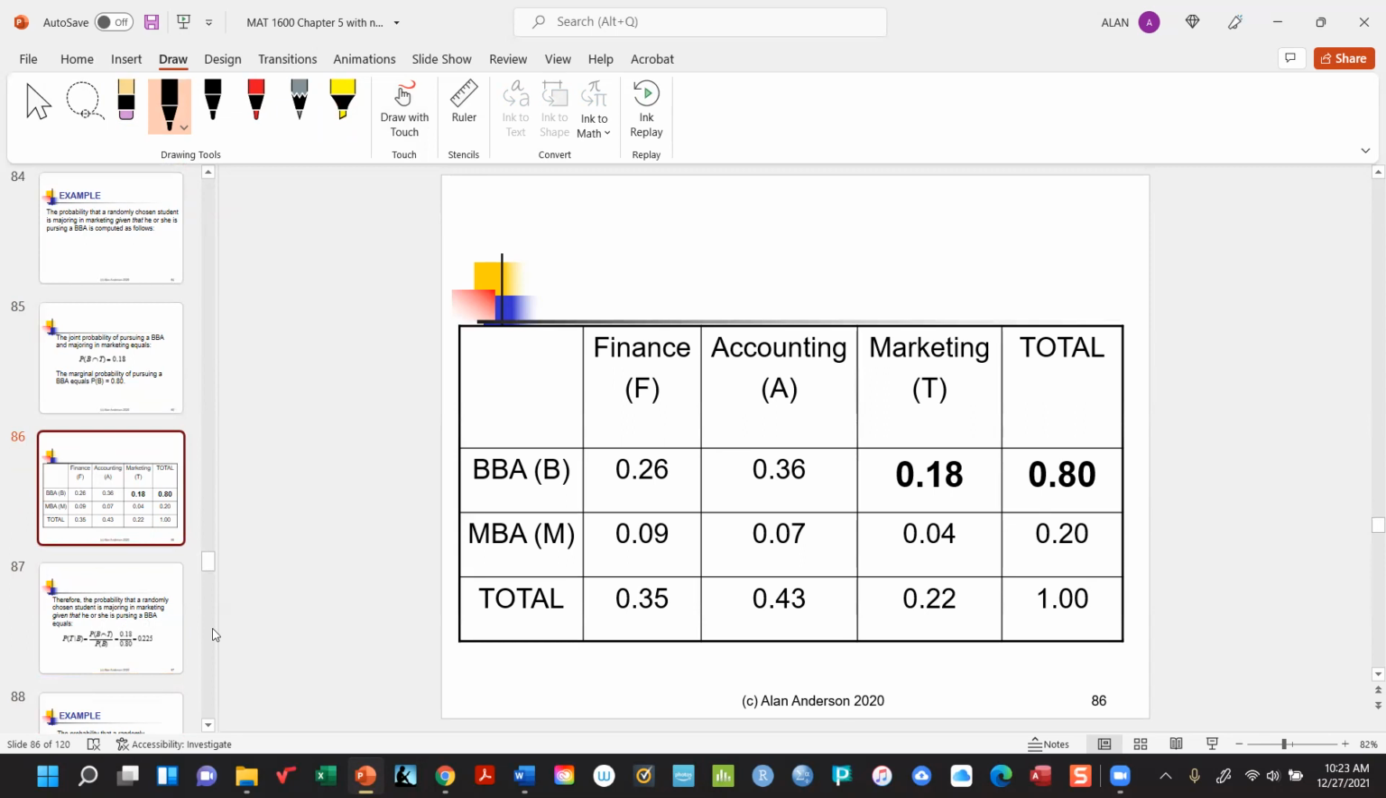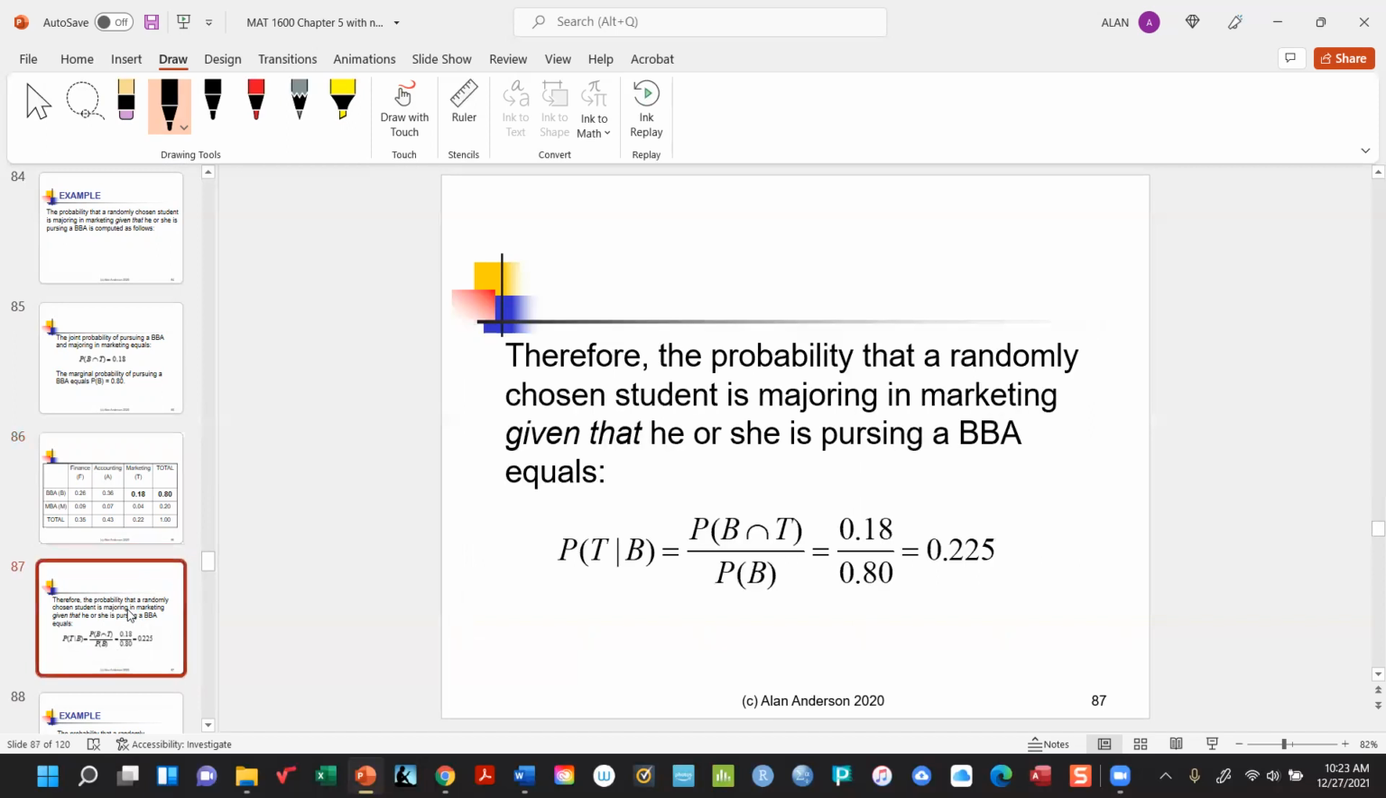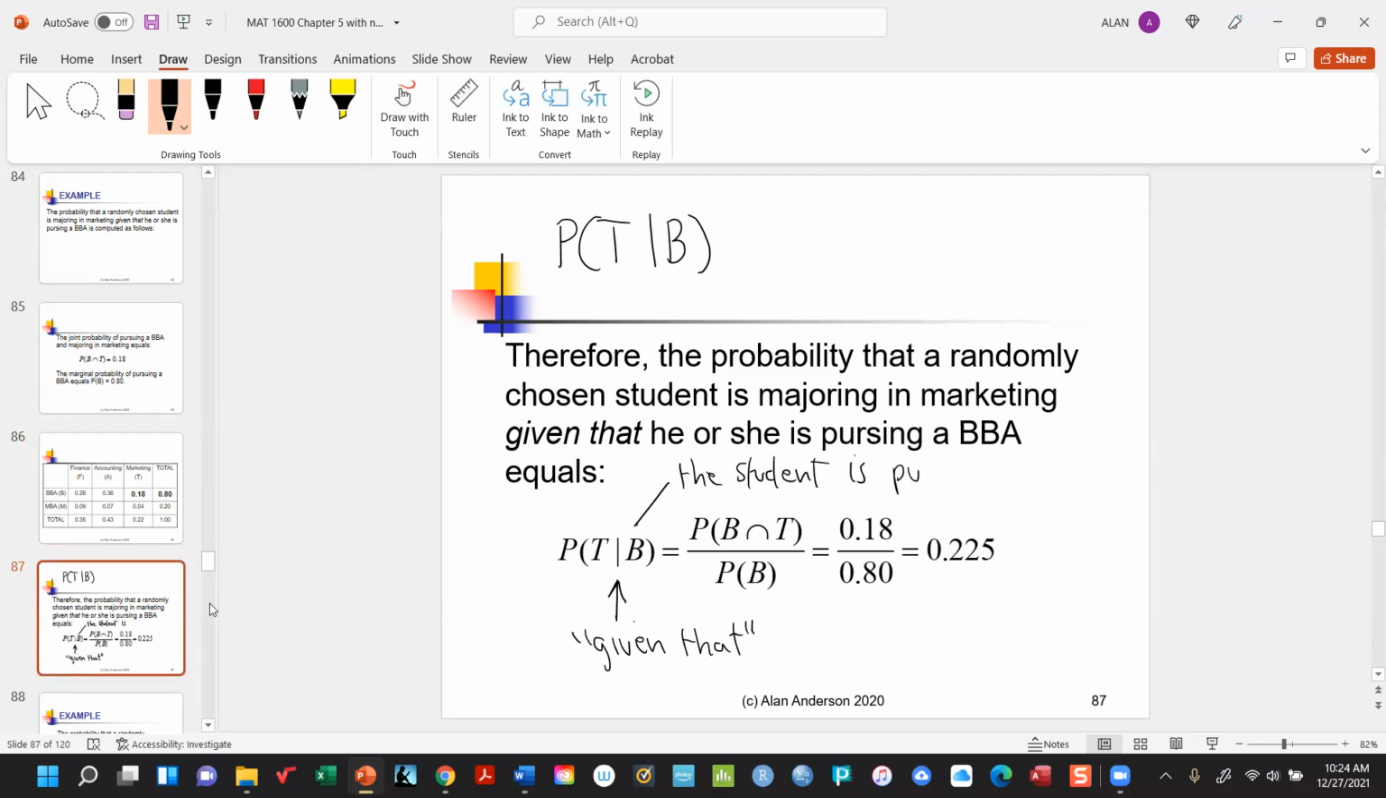So we now need to introduce a more formal way of expressing this. And so we need some new notation to represent what we've just done. And so this is what it looks like. Okay, now you notice it's written like this. That little slash is pronounced "given that." So in other words, this time something is different because we know that the student is getting, or pursuing, a bachelor's degree. With that information in hand, now we'd like to know the probability that the student is studying marketing.